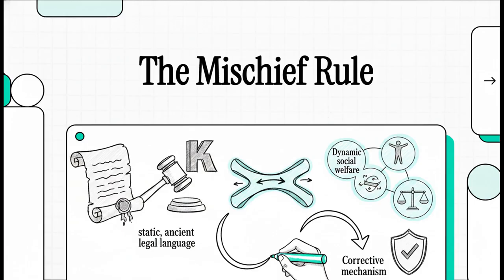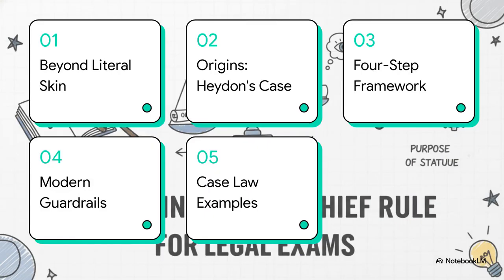We are going to focus on exactly how you can demonstrate to your examiners that you understand this rule not just as some dry theory, but as a seriously powerful corrective mechanism used by judges when literalism completely fails. We're going to structure our analysis today exactly how you should structure your exam essay. We'll move from beyond the literal skin to origins in Hayden's case, the four-step framework, modern guardrails, and wrap up with winning case law examples.